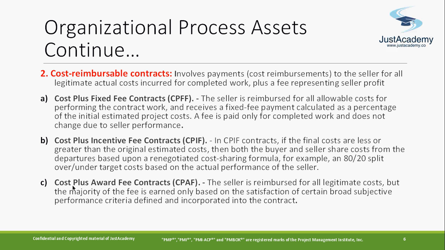Cost plus award fee contract. Here the seller is reimbursed for all legitimate costs, but the majority of the fee is earned only based on satisfaction of certain broad subjective performance criteria. Whatever the legitimate cost is, the fee that the seller will earn is based on the satisfaction criteria they set. If you meet this much, I will pay this much amount. So they have set some criteria, and based on that they are going to observe. So these three types are there.